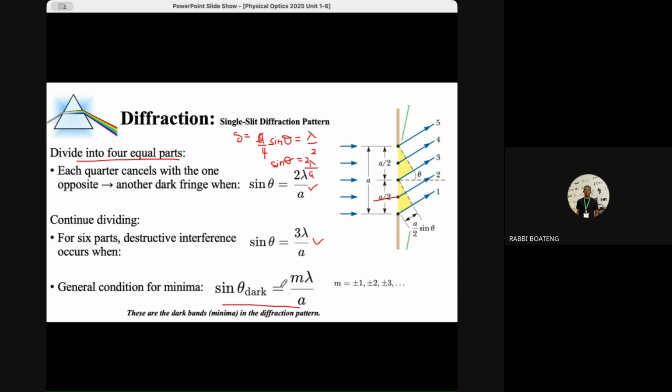Sine theta equals what? M here, our wavelength divided by the what? The A.